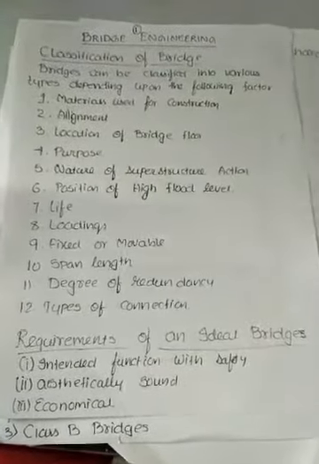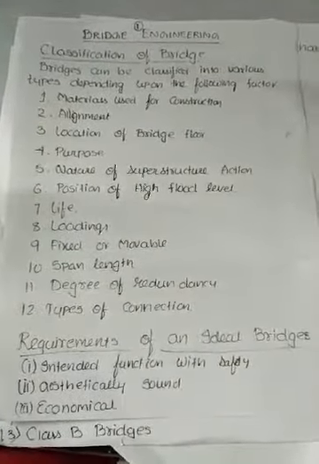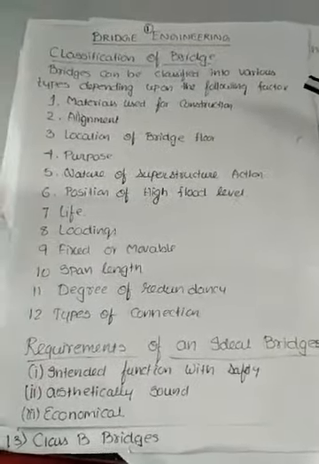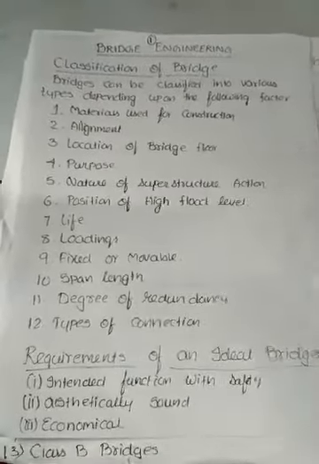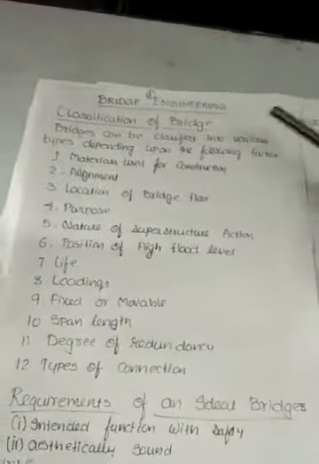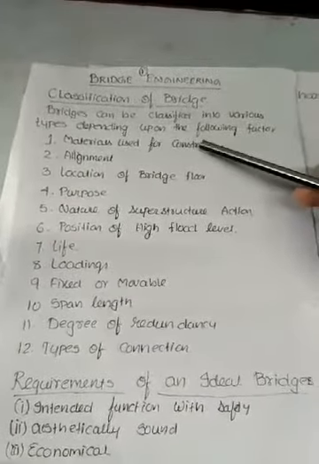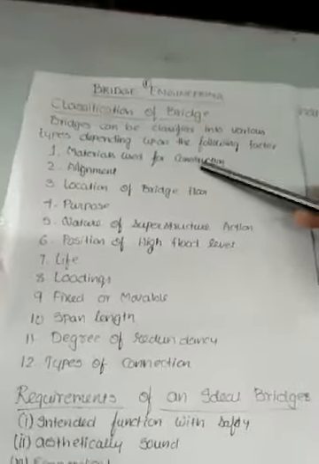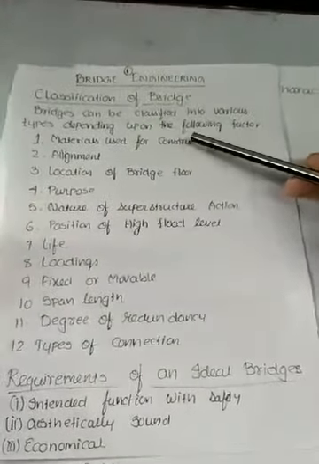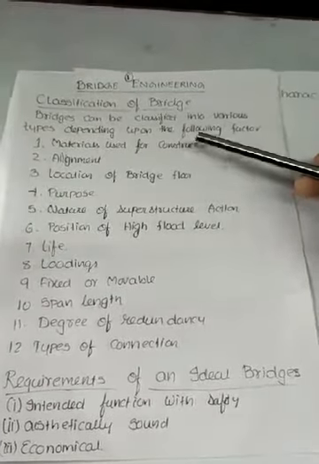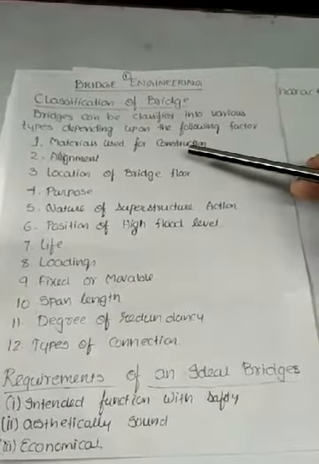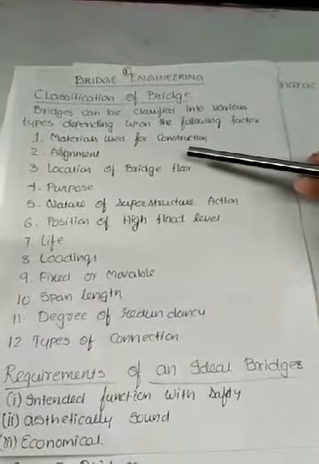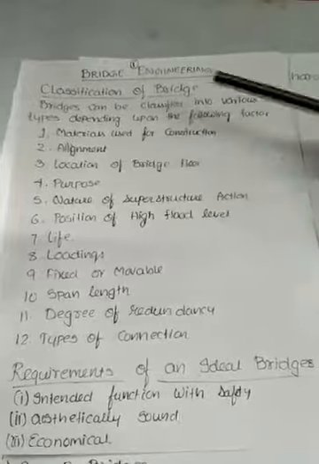Good morning, everybody. In today's class, we will discuss classification of bridges. Bridges can be classified into various types depending upon the following factors. First, materials used for construction. Under this category, bridges may be classified as timber bridges, masonry bridges, steel bridges, reinforced cement concrete bridges, pre-stressed bridges, and composite bridges.